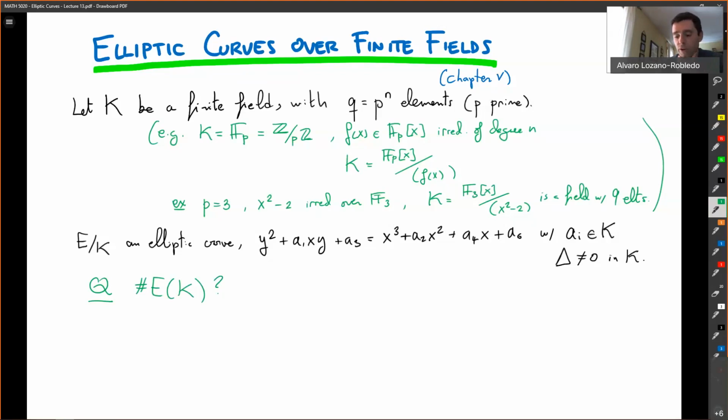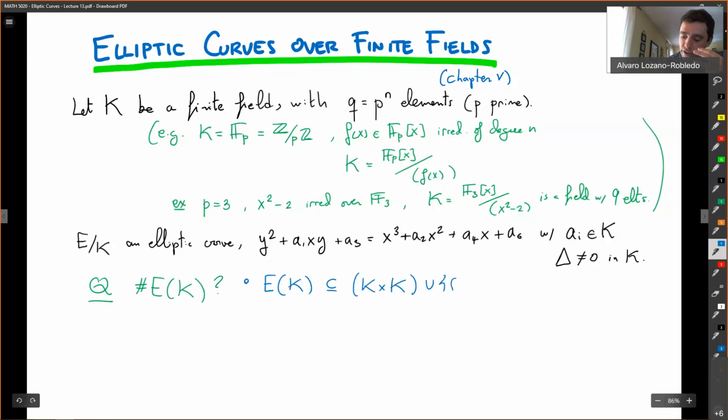So let me try to answer that question. Let's just do a few heuristics first of all. Well, first of all, as I said, I know it's a finite number because the points defined over K are going to be inside, well, K cross K, right?